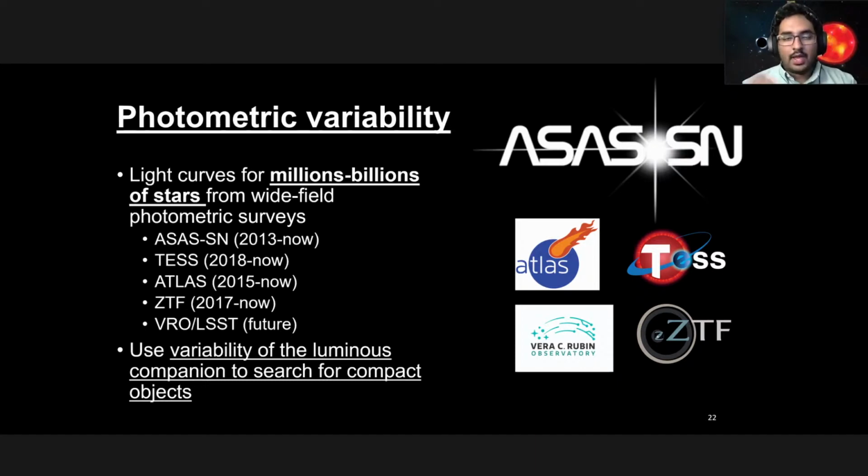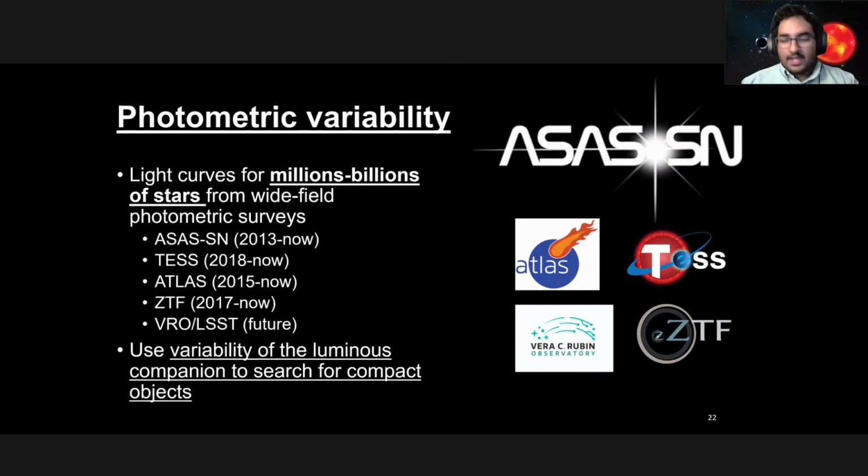Fortunately for us, we are in the golden age of time domain astronomy right now. There are numerous wide field photometric surveys operating at the moment, including ASAS-SN, where I'm a team member, ATLAS, TESS, and ZTF, that generate massive datasets that can be used to study the variability of Milky Way stars. For example, ASAS-SN observes about 100 million stars brighter than the 18th magnitude in the G-band. Collectively, the surveys I've named observe about a billion stars in the Milky Way. In the near future, the Vera Rubin Observatory and the LSST survey will also contribute significantly to these datasets.